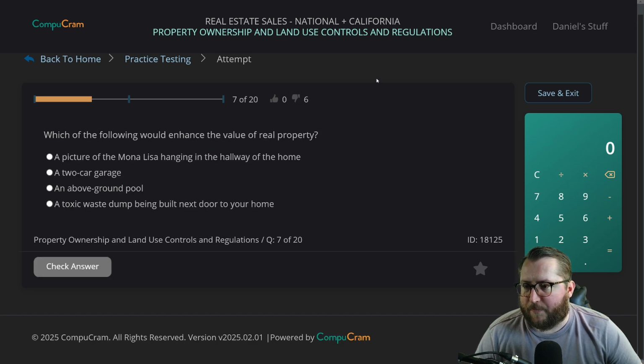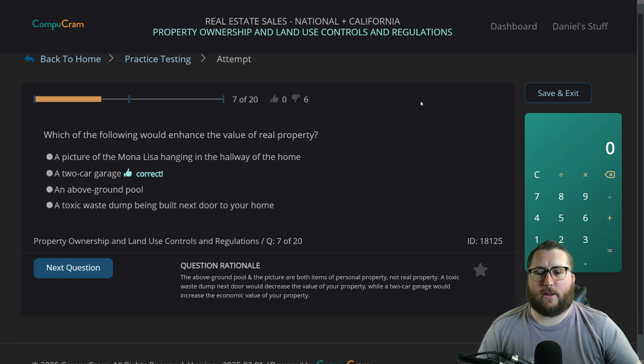Question 7. Which of the following would enhance the value of real property? A picture of the Mona Lisa hanging in the hallway of the home, a 2-car garage, an above-ground pool, a toxic waste dump built next door to your home. I think it's a 2-car garage or an above-ground pool. Oh, actually, I think the above-ground pool you can get rid of. So I'm going to go with a 2-car garage, real property. Hey, we got it right.